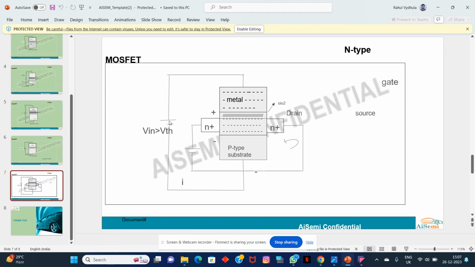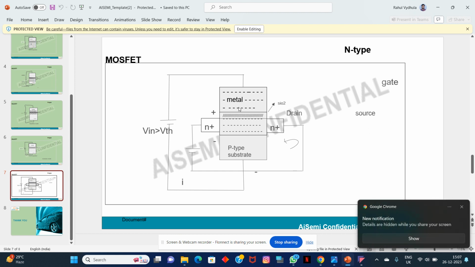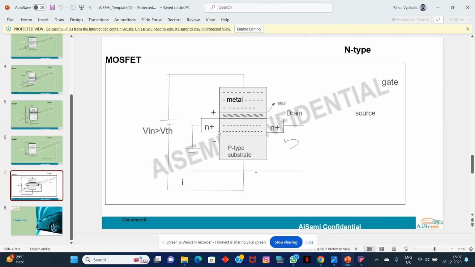In the P type, the majority charge carriers are the holes. Minority charge carriers are the electrons. In the N type, majority charge carriers are the electrons and the minority charge carriers are the holes. When electrons and holes are mixed, then the depletion region is formed.